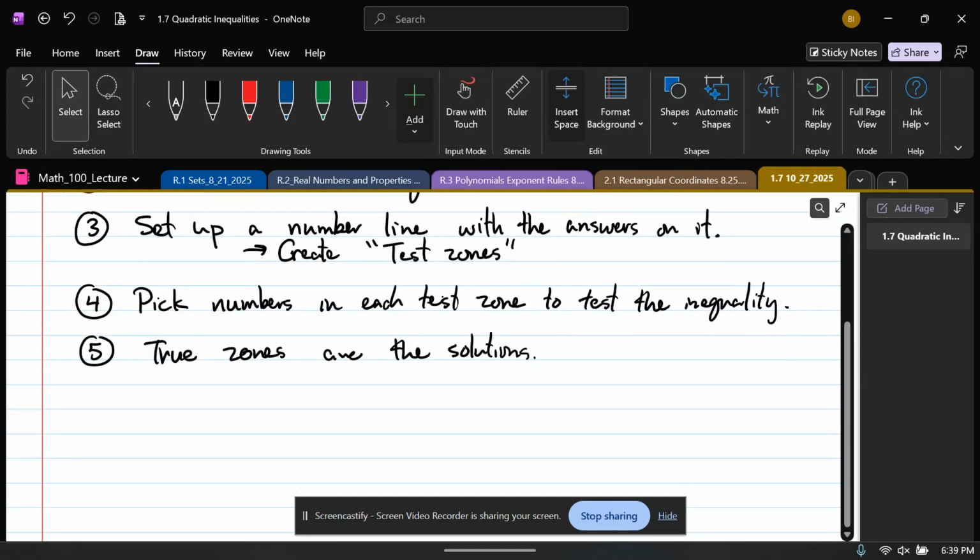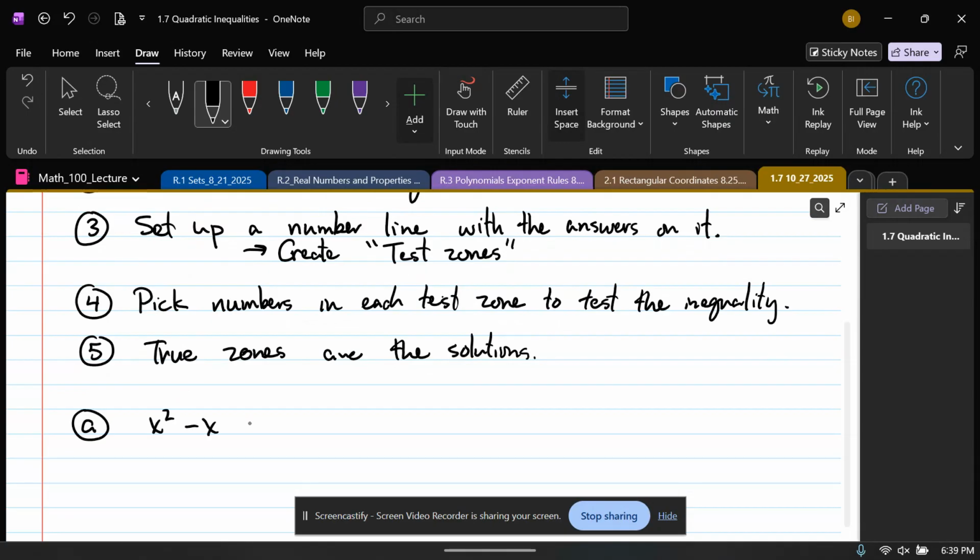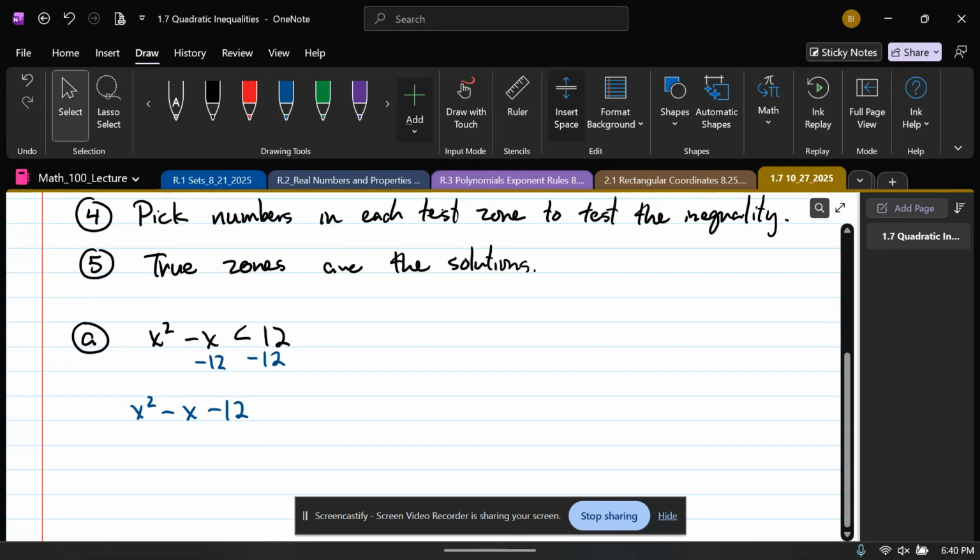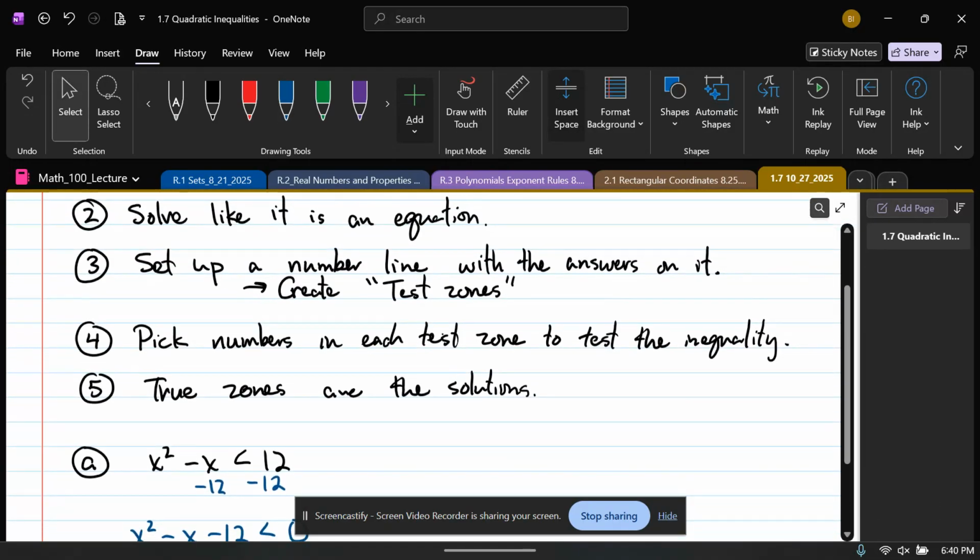So let's start with example A. We'll start with something fairly easy here. x squared minus x is less than 12. Okay. So first step, get a 0 on one side. So I'm going to move that 12 over. Subtract 12. So that's going to be x squared minus x minus 12. And here's where I'm going to write it as an inequality. Step 2 said solve it like it's an equation.